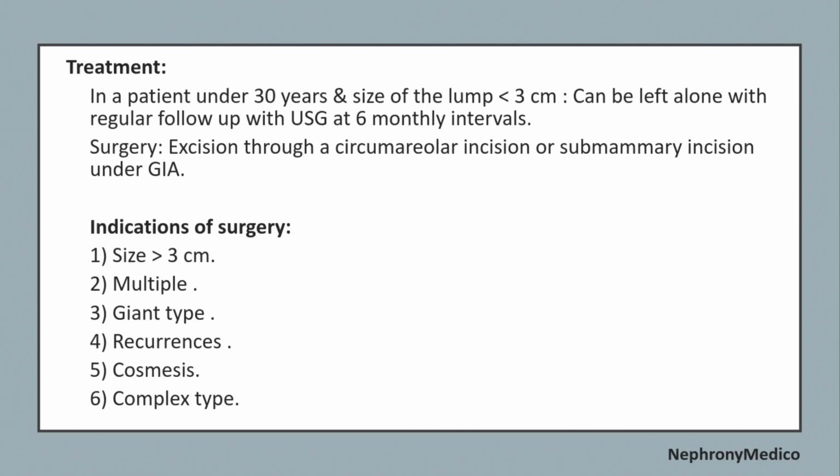Treatment. In a patient under 30 years and size of the lump less than 3 cm, it can be left alone with regular follow-up with the USG at 6-month intervals. Surgery, excision through a circumareolar incision or submammary incision under GA. Indications of surgery: size more than 3 cm, multiple, giant type, recurrences, and complex type.